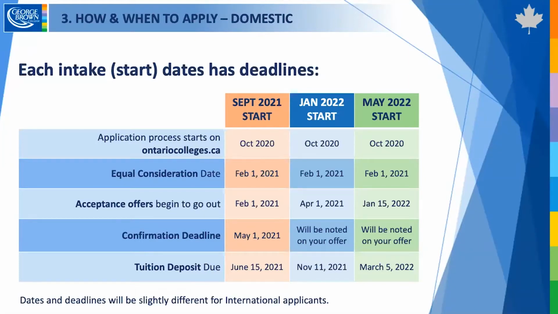Really popular programs will fill up on February 1st, so things like nursing. Baking is also very popular, so that fills up on February 1st. So if you want one of these high demand programs, definitely get that application in by February 1st. And then as soon as we get all of those applications in, we start sending out acceptance offers. They can be sent out as early as February, but don't wait by your inbox on February 1st, assuming you're going to get your acceptance.